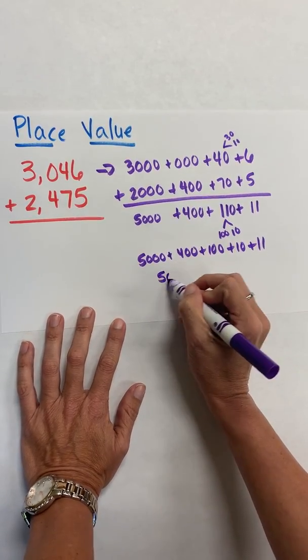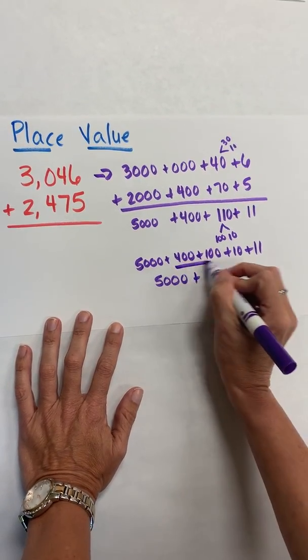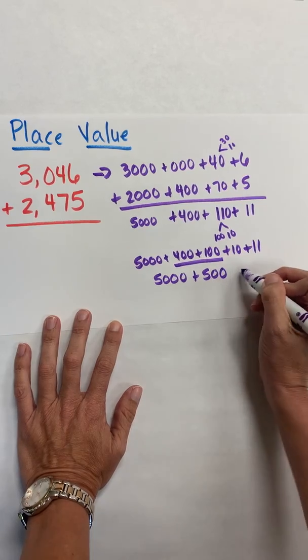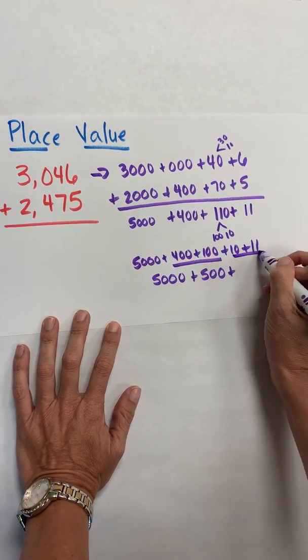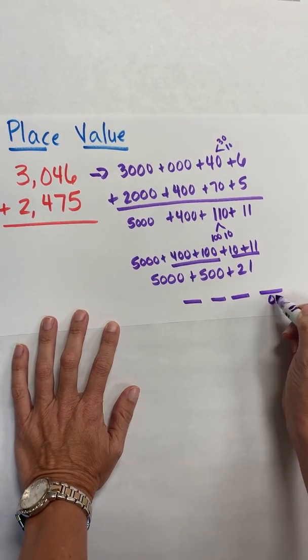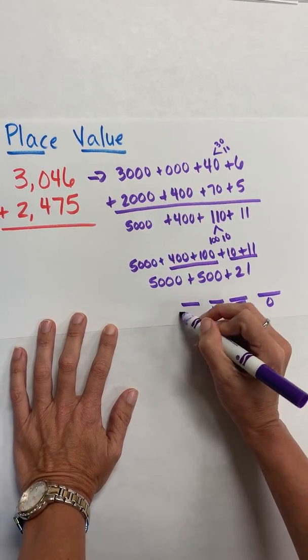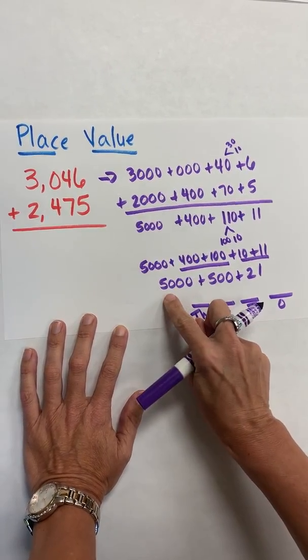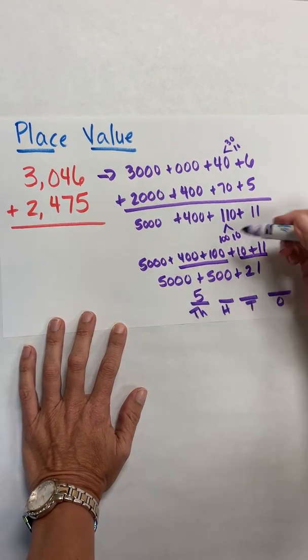So then I've got 5,000 plus, I'm going to add up my hundreds here, which is 500, plus 10 and 11, which is 21. I'm going to show my place value down below, just to help my students know that 5,000 would go here.